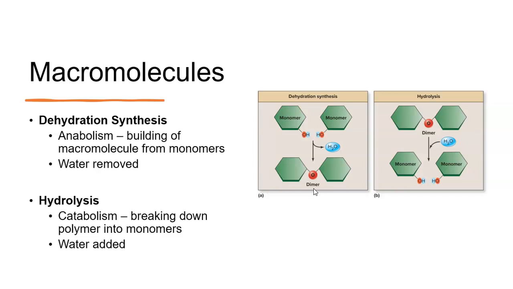Di means 2, okay? So if we continue to do this and make a big long chain of these little green hexagons, then we would have a polymer, okay? Now, hydrolysis is a catabolic process. Catabolic, remember, means to break down. So if we take this same little dimer that we made here and we add water to that, it's going to break that chemical bond, and now we're back to monomers.